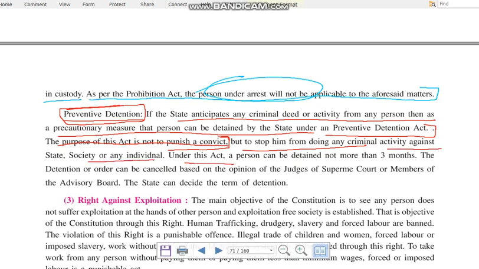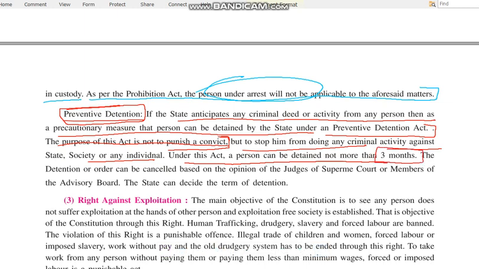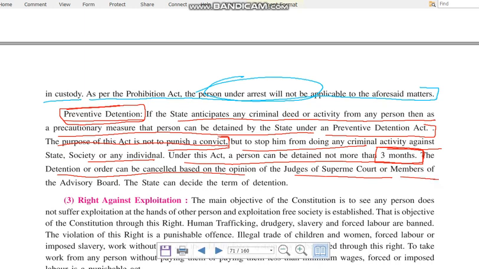Under this act, a person can be detained for not more than 3 months. You cannot be kept in jail for more than 3 months. The detention order can be cancelled based on the opinion of the judge of the Supreme Court or a member of the advisory board. The state can decide the term of detention.